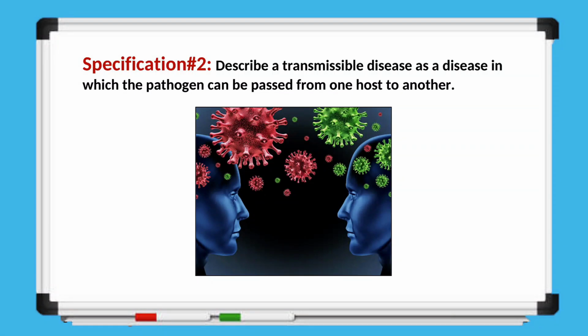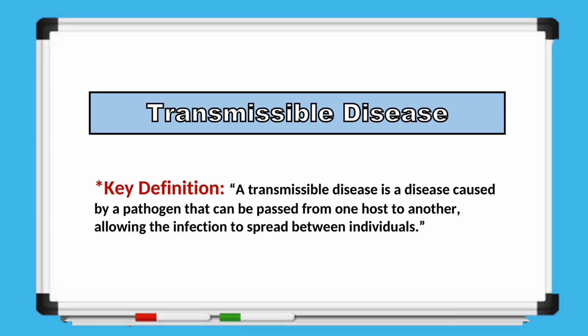Now let's move on to the next part. We have specification number 2, which asks us to describe a transmissible disease as a disease in which the pathogen can be passed from one host to another. So in this section, we are going to study what transmissible diseases are and how pathogens move from one host to another. So the definition we will write is that a transmissible disease is a disease caused by a pathogen that can be passed from one host to another, which allows the infection to spread between individuals.